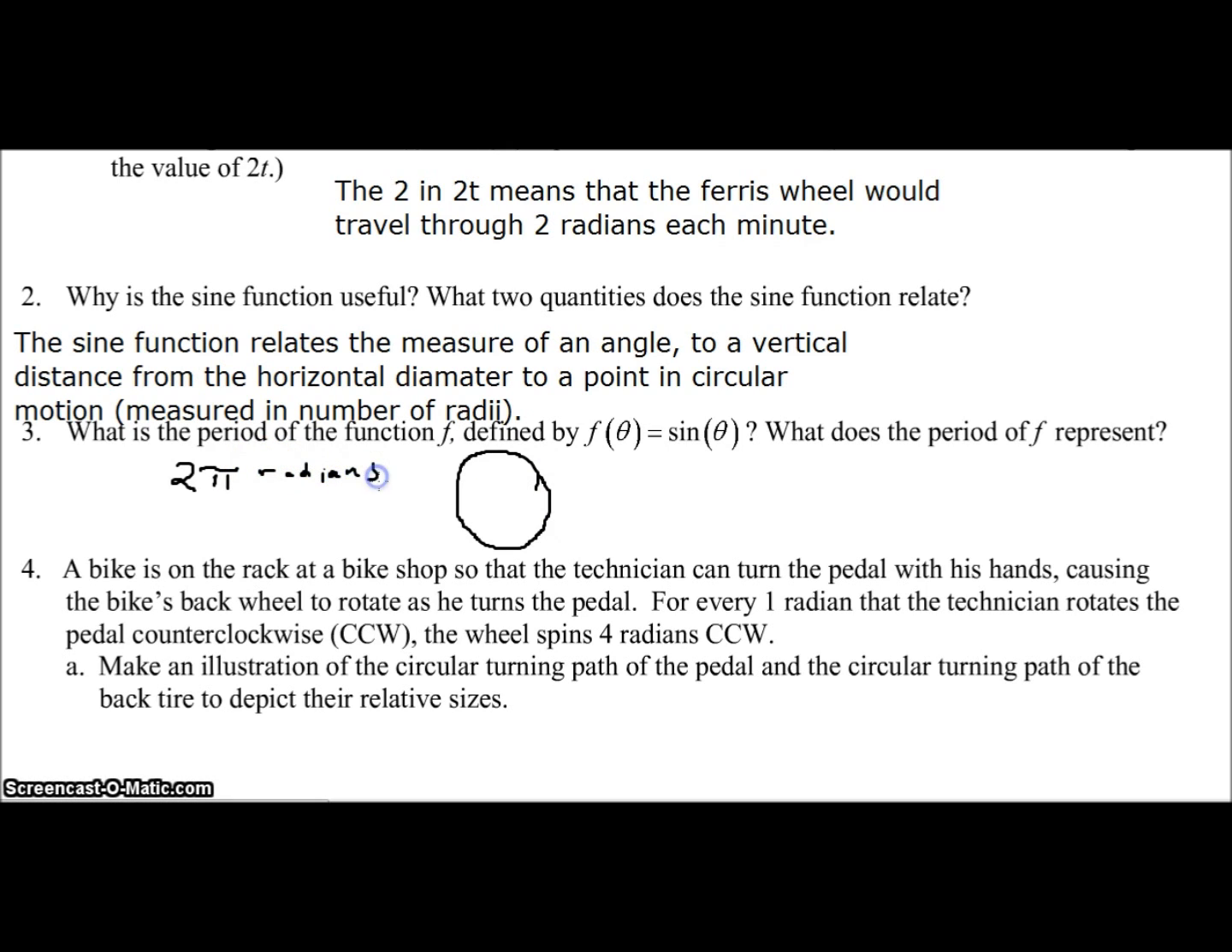As the angle measured changes by 2 pi radians, the output of the sine function, the number of radius lengths in those vertical distances, would begin to repeat also. And the book says the period of f is 2 pi. The period represents the smallest input interval corresponding to the argument of f varying by 2 pi, and the output of the sine function completing a cycle of values.